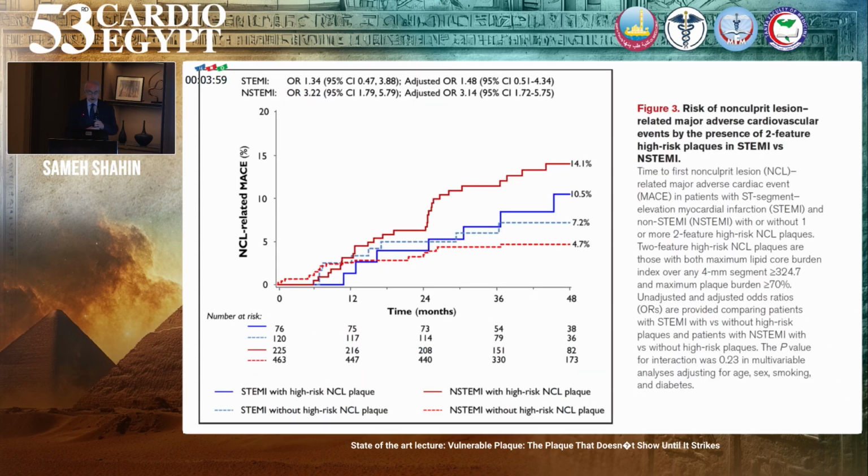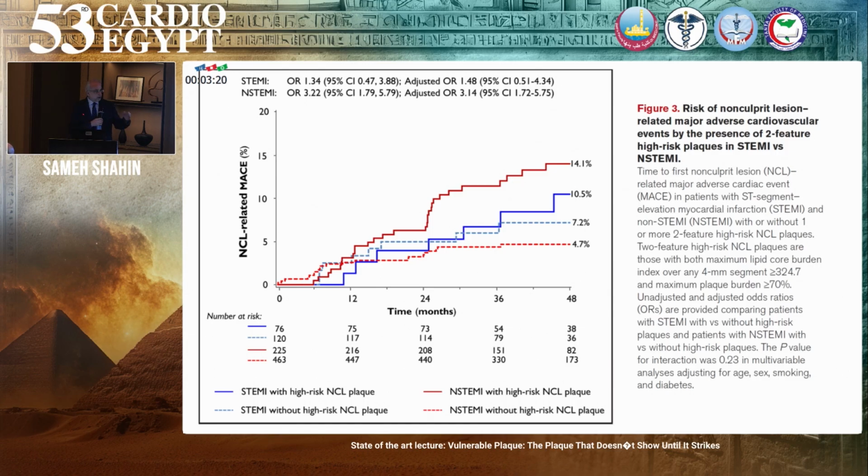And this is a very interesting trial. Again, they compared post-STEMI and post-non-STEMI patients, whether you have high-risk criteria, solid lines, or no high-risk criteria, dotted lines. And as you can see here, the patients with solid lines, with high-risk criteria, have many more MACE events in non-culprit lesions. So we are talking about post-STEMI patients with evidence of vulnerable plaques in other non-culprit lesions.